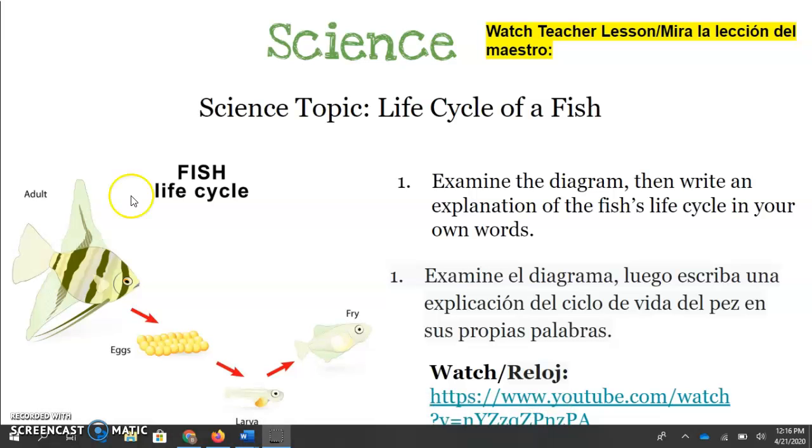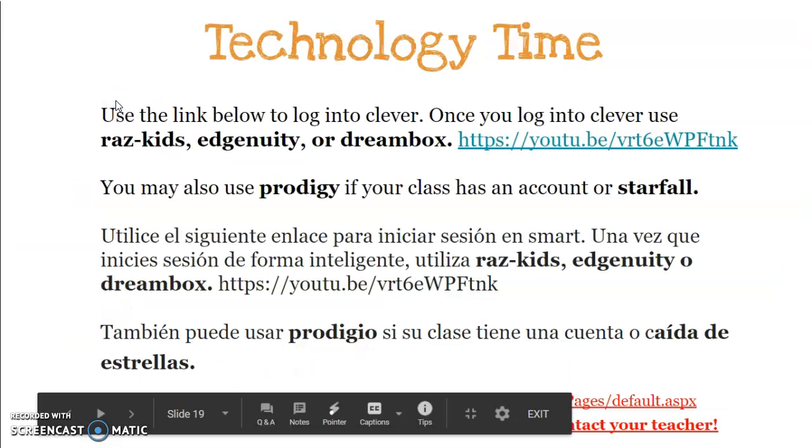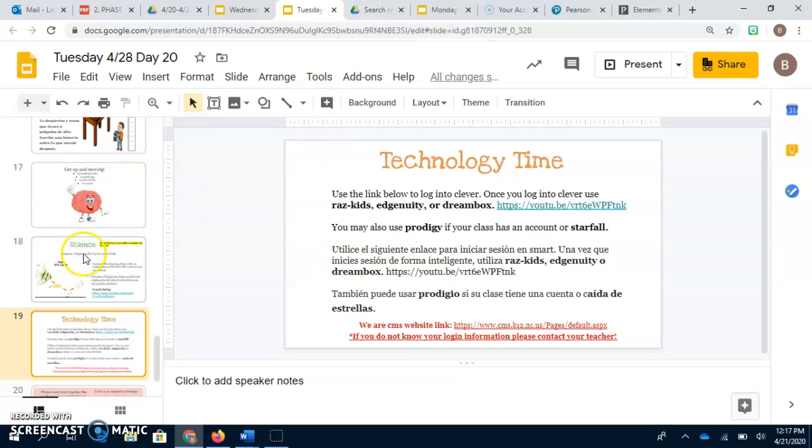So for today's lesson, your activity is to examine this diagram. Then you're going to write an explanation of the fish's life cycle in your own words. First, I'm going to show you a little video about a fish life cycle. You're probably not going to be able to hear the sound, but the link is right here at the bottom of the page. You can watch it on your own as well. So I'm going to play it.